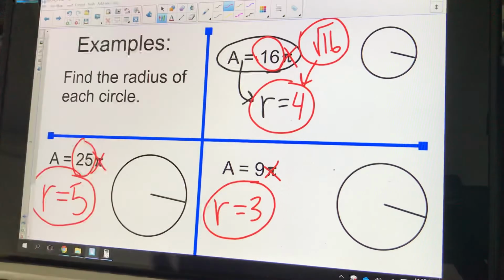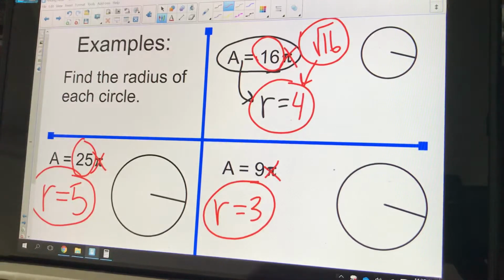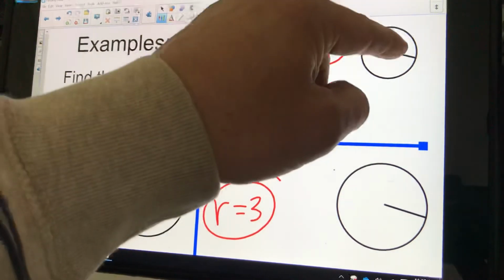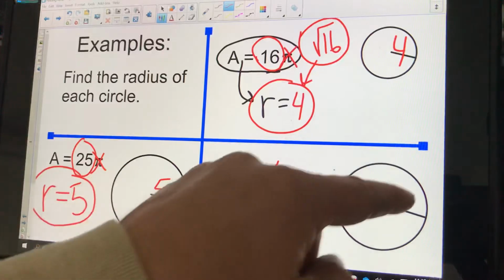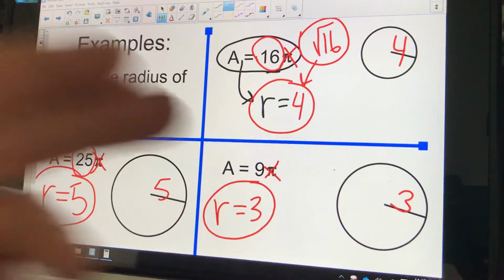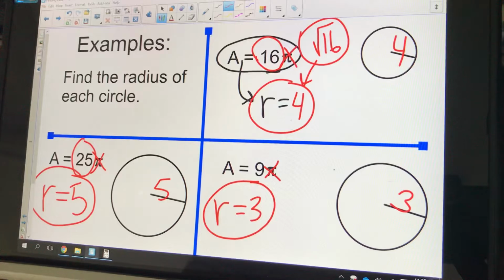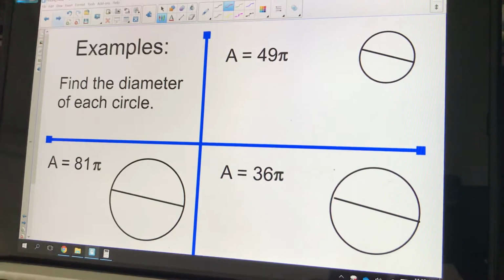Now, none of these have labels because we don't know what the units were, okay? But what it does tell me is that this was 4, this was 5, this is 3, okay? All I have to look at is the number in front of the pi. And what I'm doing is I'm taking the square root of that number, or if you're not comfortable with that, just think, what number must they have multiplied by itself to get 16, or to get 25, or to get 9, okay?